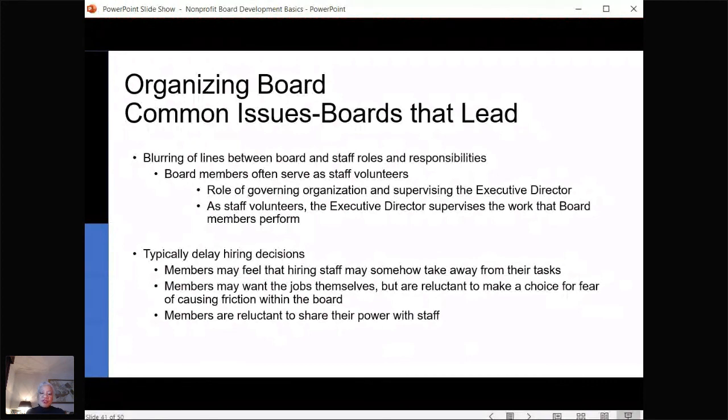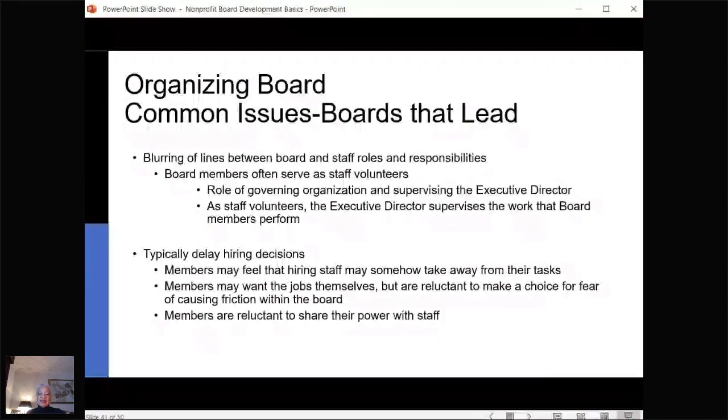And members might also want the jobs themselves, but are reluctant to make a choice for fear of causing friction within the board. I think that's what happened with me, quite frankly. I think the people who didn't want me around actually enjoyed not being around. They were just laying in the cut, quite frankly. Members are reluctant to share their power with the staff.